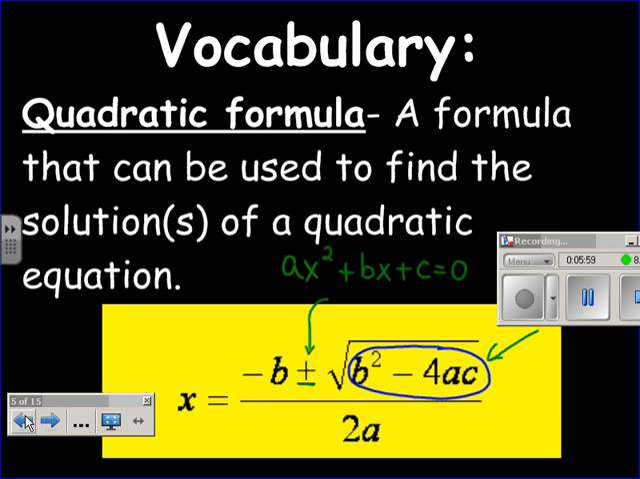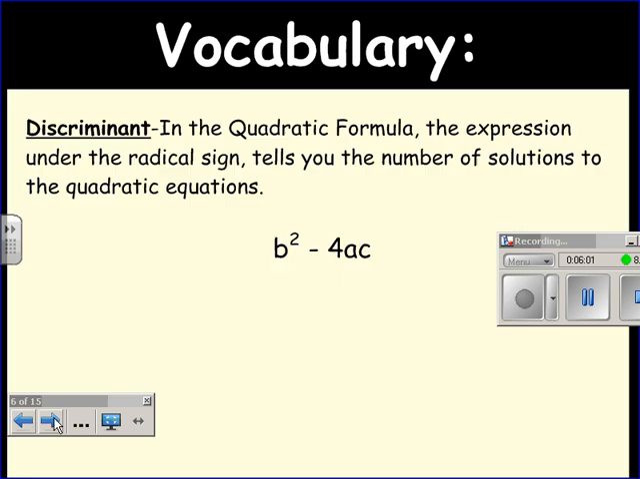The discriminant is an important piece of the quadratic equation because it's going to tell us the number of solutions that we will have in the quadratic equation. So the number of solutions is determined by the answer that you get with the discriminant. Again, you're going to get these values a, b, and c from the actual equation when it's written in standard form.